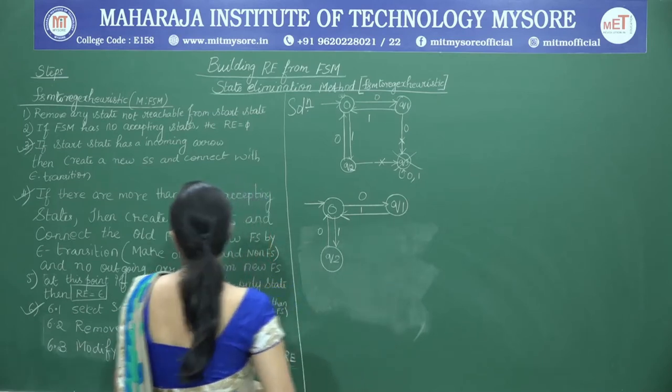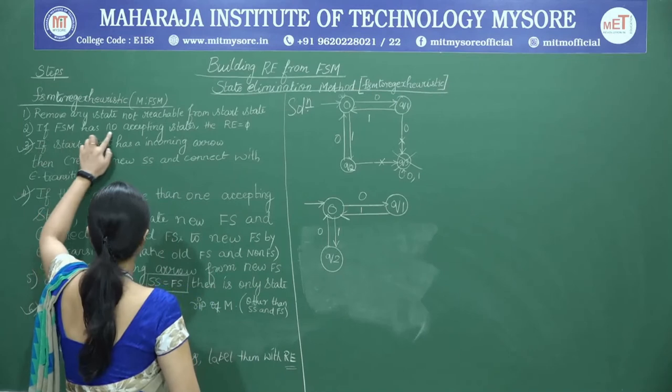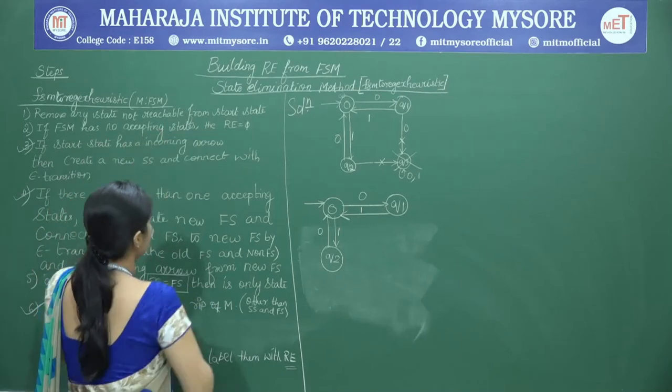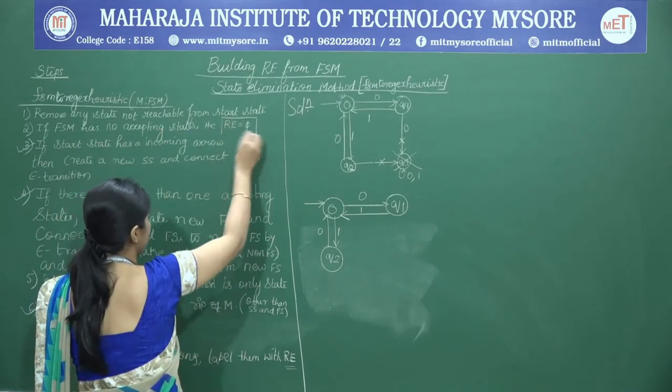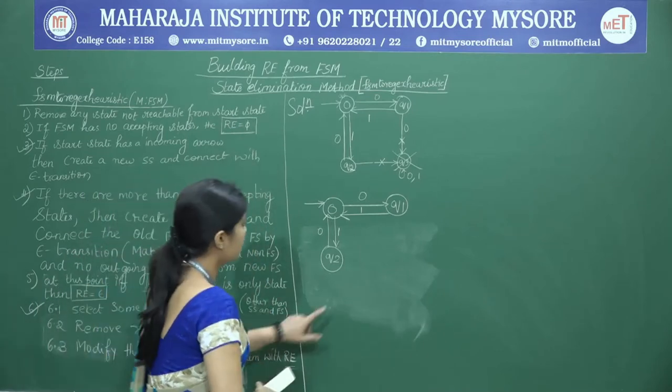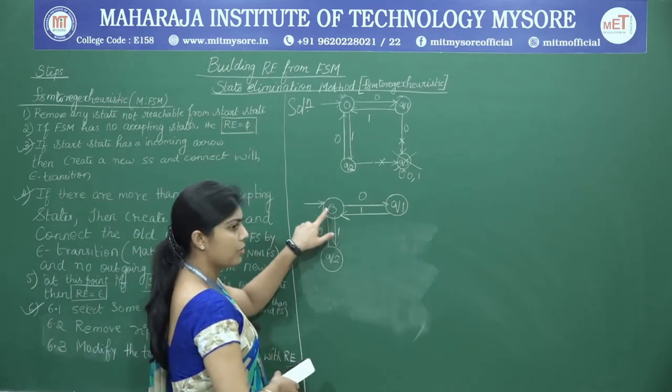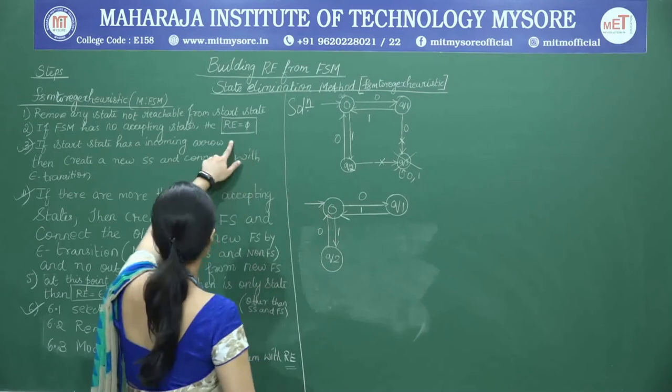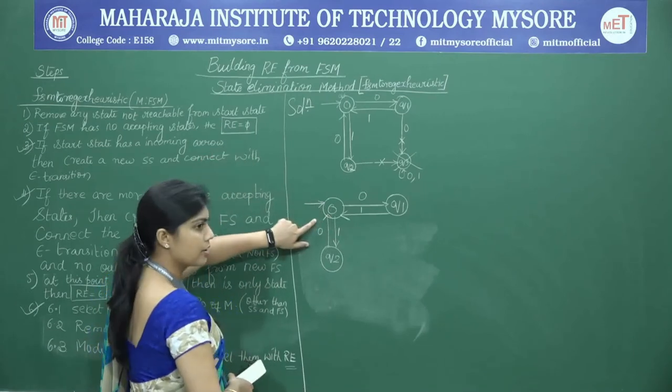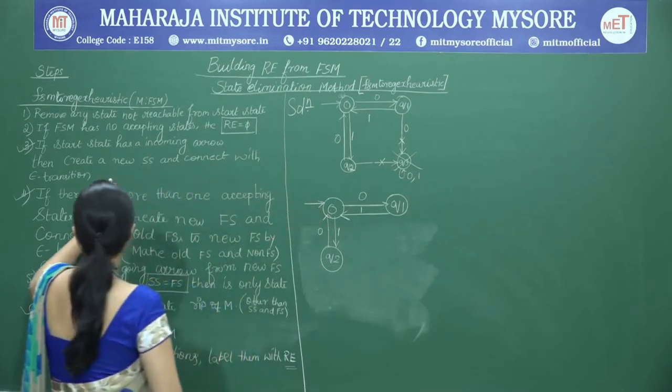Then we go to the second step. If the FSM has no accepting states, then the regular expression is null. That is not true in this case because we have at least one final state. So, the second step will not work for this problem. We will go to the third step next.